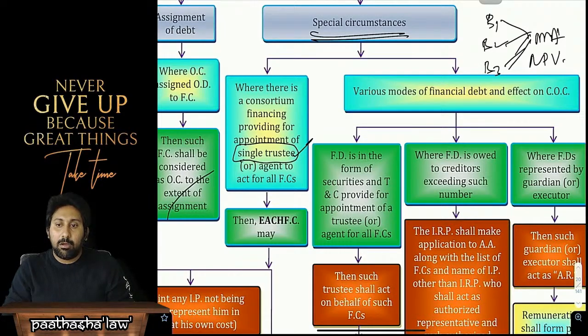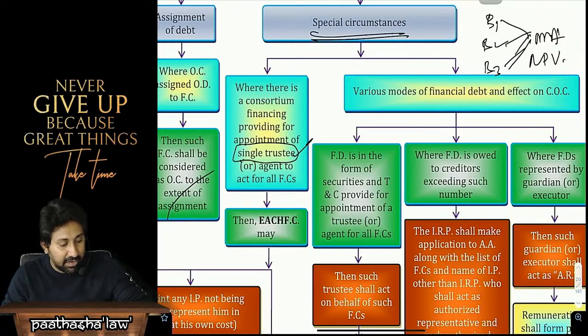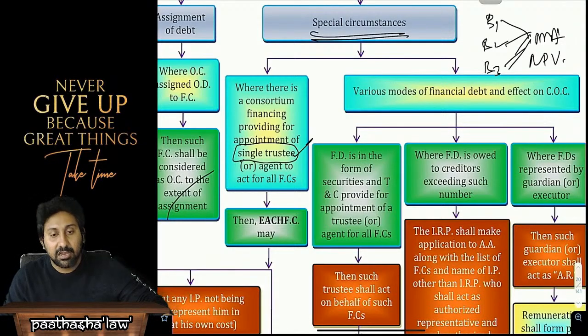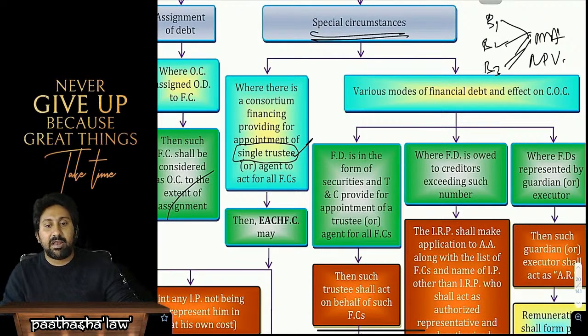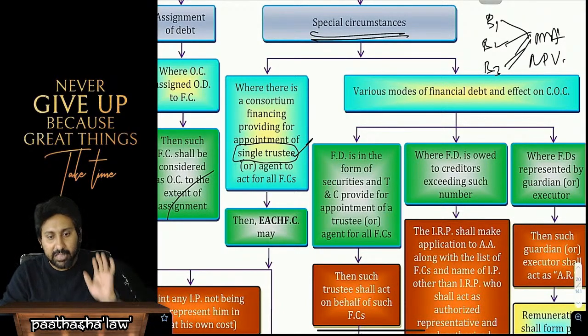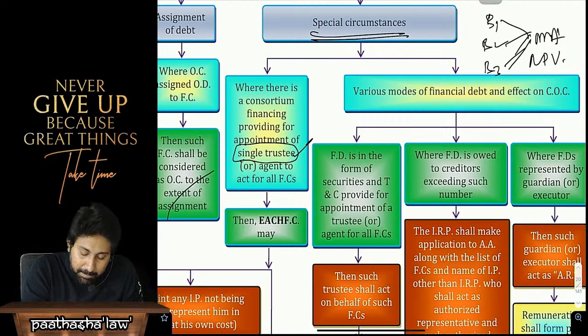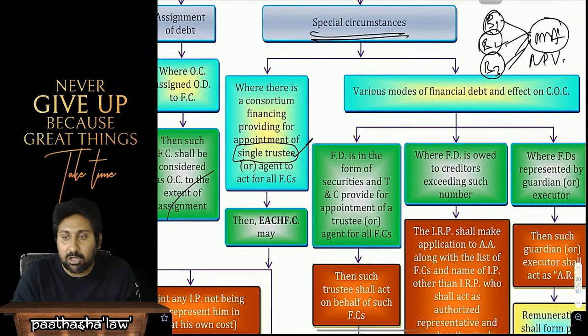Which person? That person, Mr. A, on behalf of the consortium, will be the single trustee. That means while giving the loan itself, they have clearly said that the consortium will not have individual authorized representatives. All the three will have a common authorized representative. Then you can have it like that.